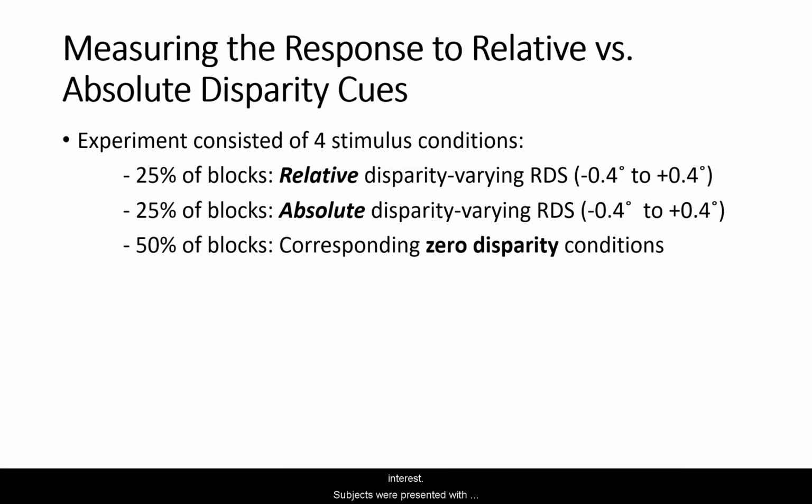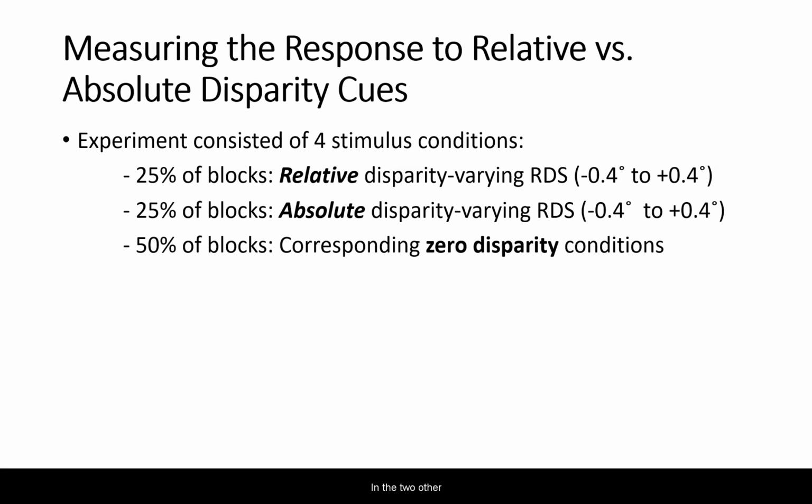Subjects were presented with 4 different stimulus conditions across different blocks. In 25% of blocks, stimuli were asynchronous disparity varying RDS that contained strong relative disparity cues. In the other 25% of blocks, stimuli were uniform disparity varying RDS that contained absolute but not relative disparity cues.